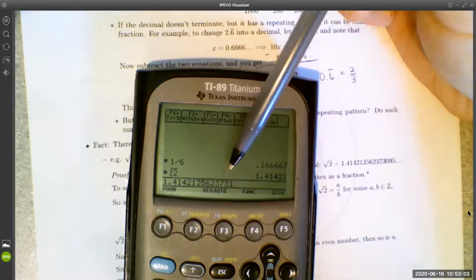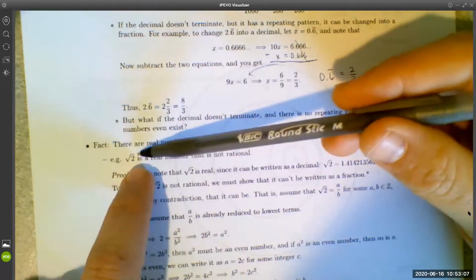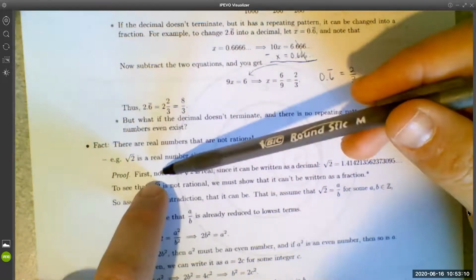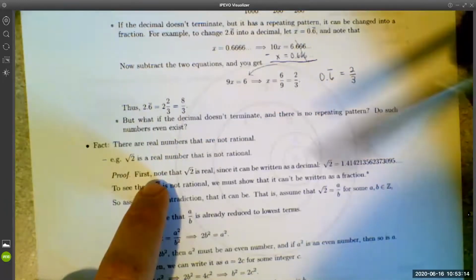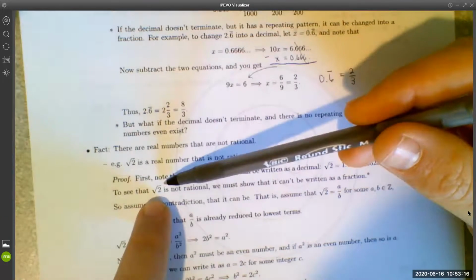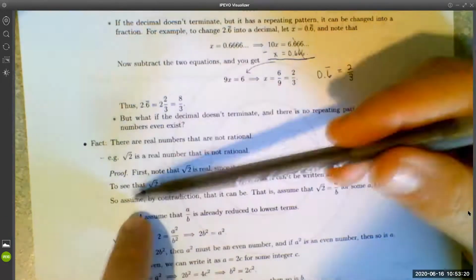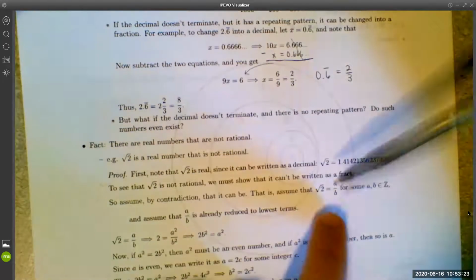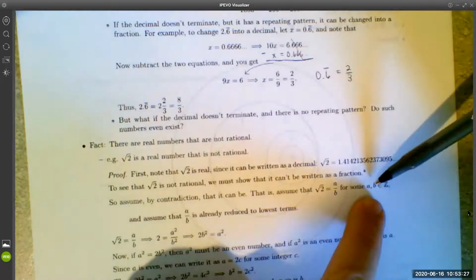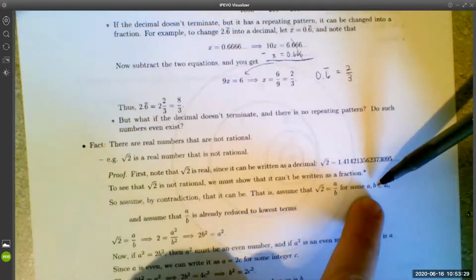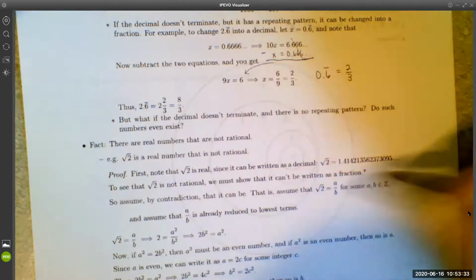So let's pretend that there is a way to do it, right? I'm going to prove to you that it can't be done by first assuming that it can be done and then showing that there's a contradiction, okay? So to see that root 2 is not rational, we must show that it can't be written as a fraction. So assume by contradiction that it can be. In other words, assume that square root of 2 is equal to a over b for some integers a and b, okay? Now, before I go further, these numbers have to be integers.